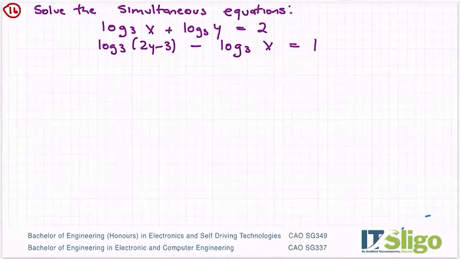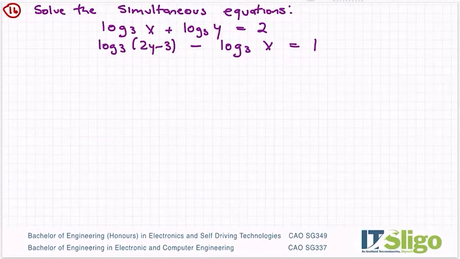Hi, Leaving Cert. I set you the challenge of this question. Solve the simultaneous equations: log to the base 3 of x plus log to the base 3 of y is equal to 2, and the second equation, log to the base 3 of (2y minus 3) minus log to the base 3 of x is equal to 1. Pause the video now and try the challenge if this is your first time looking at it.